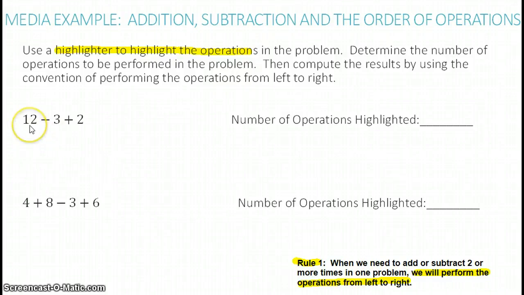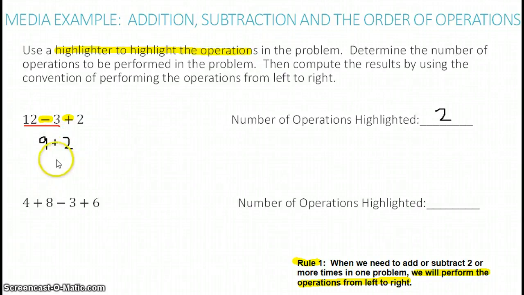So looking at this problem, we have 12 minus 3 plus 2. So here's subtraction and here's addition. So we have 2 operations to be performed. Okay. Now let's underline, how about in red, each operation we're going to perform in each step. So here I'm going to underline 12 minus 3 because that's what we're going to do first. So you want to write your answers moving down to a new line. 12 minus 3 is 9, and then we bring down the plus 2.